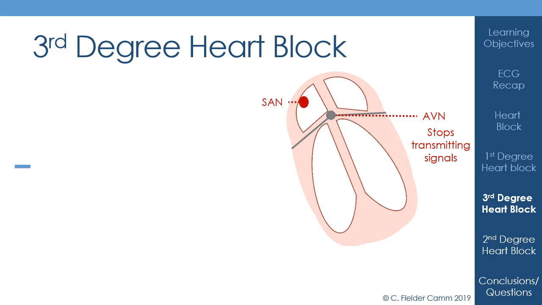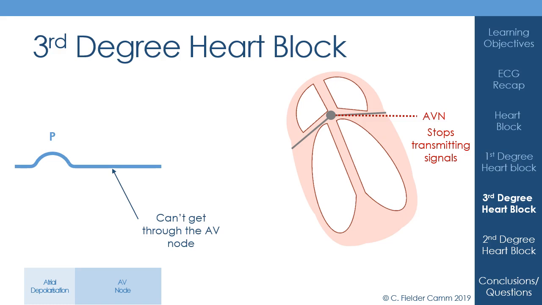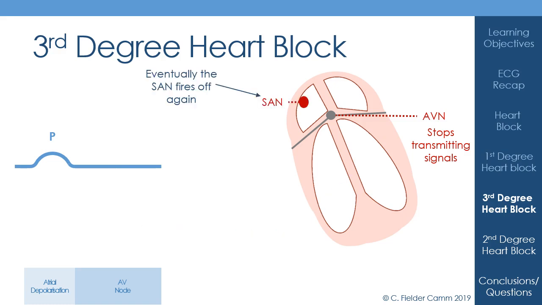So we get our sinoatrial node firing off its depolarization as usual, and the atria depolarize, and the signal gets to where the AV node should be, and nothing happens. The signal doesn't get through. So instead of just having this normal PR interval, nothing happens at all. We don't get any ventricular signal necessarily.